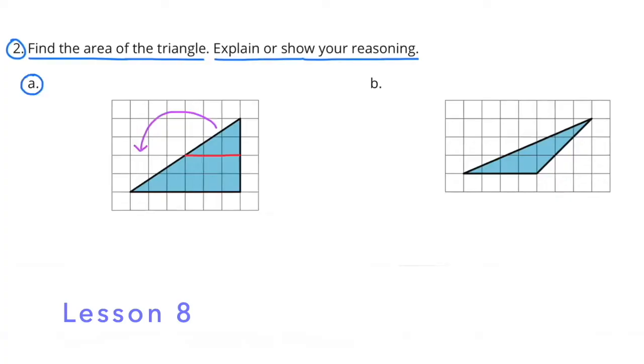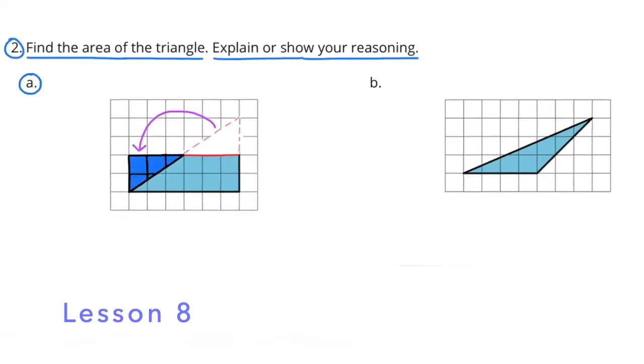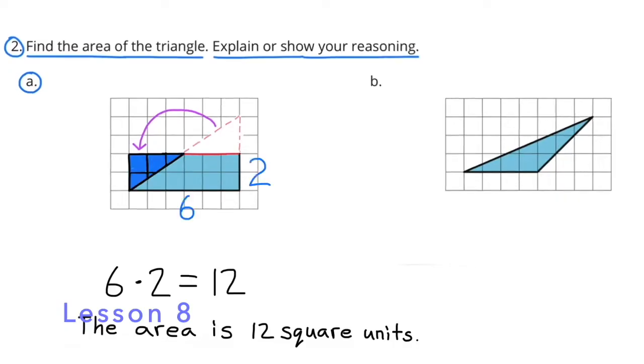A. I decided to decompose this triangle by removing a section and rearranging it so it becomes a rectangle. Now that I have a rectangle, I can easily see that the base is 6 and the height is 2. 6 times 2 is 12. The area of this rectangle is 12 square units, and the area of the triangle is 12 square units, because the rectangle was made out of the same parts as the triangle.